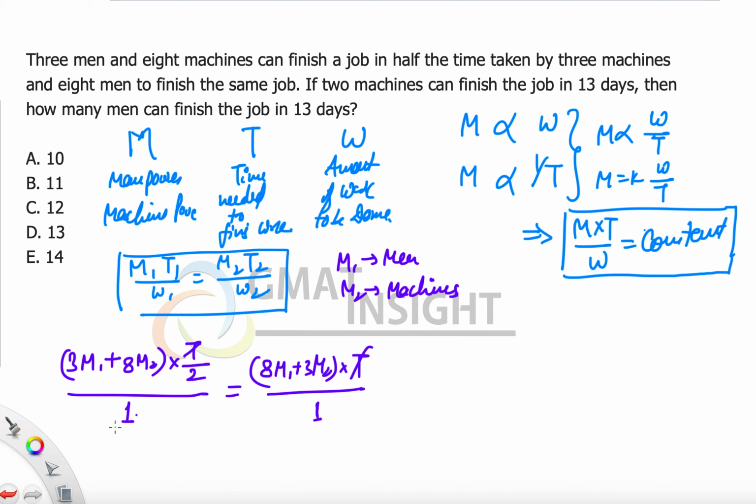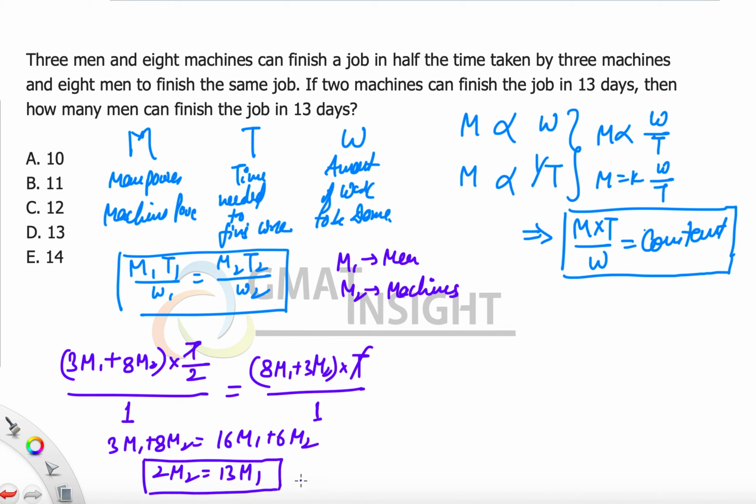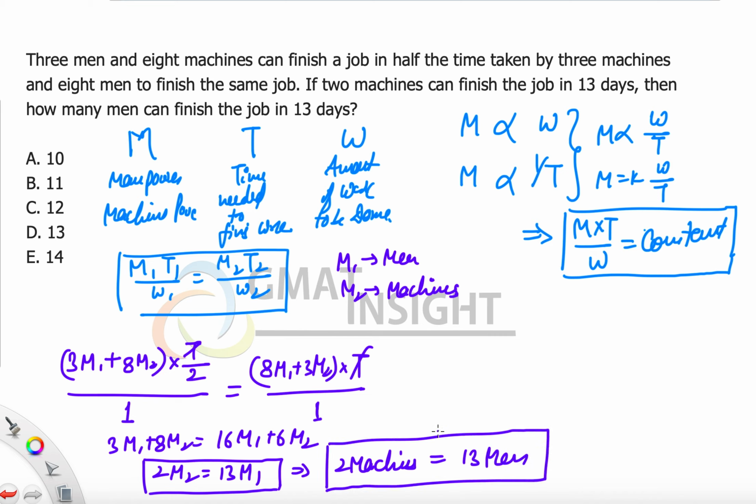Let's quickly simplify this. Cross multiplication is to be done here. So we can write 3 M1 plus 8 M2 is equal to 16 M1 plus 6 M2, which gives us 2 M2 is equal to 13 M1. That means 2 machines are equal to 13 men. 2 machines are as efficient as 13 men. That's the relationship we have been able to arrive at.